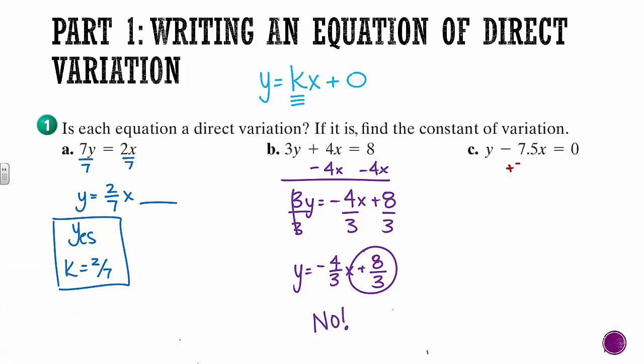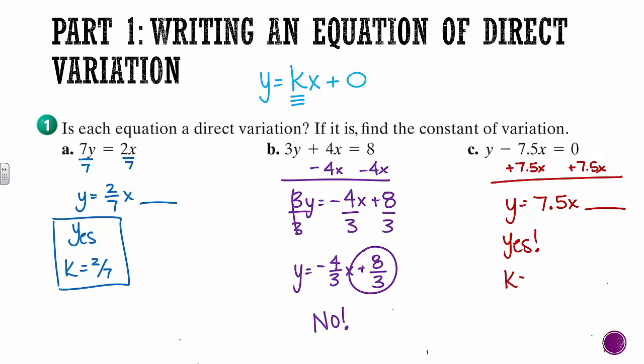Let's try one more. Get y by itself, so this time I'm going to have to add 7.5 to both sides. So I get y equals 7.5x. Now again, this is direct variation because there's no y-intercept there. My constant of variation is that 7.5. That's what it's changing by each time.